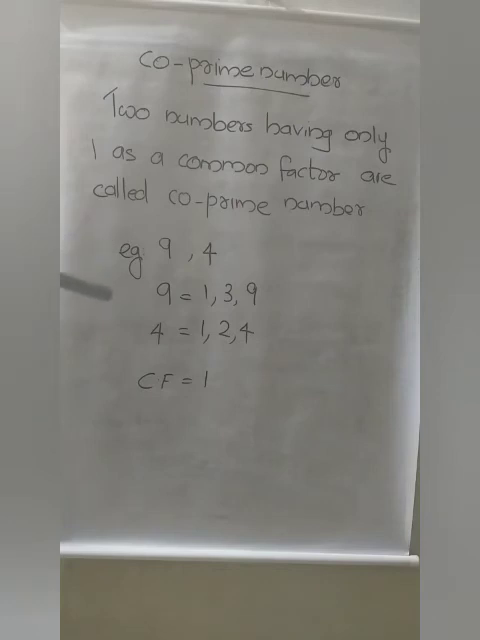Look at the example 9 and 4. What are the factors of 9? 1, 3, 9. What are the factors of 4? 1, 2, 4. Here when we compare the two sets of factors, what do we have in common? Only the common factor 1. So we can say that 9 and 4 are coprime numbers.